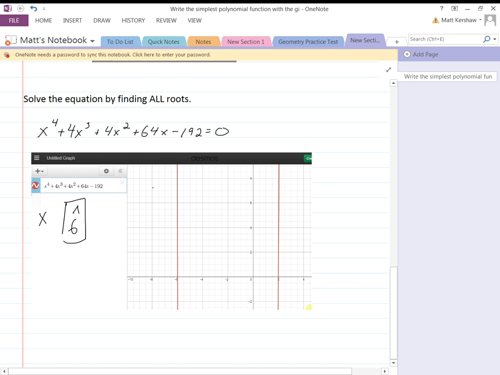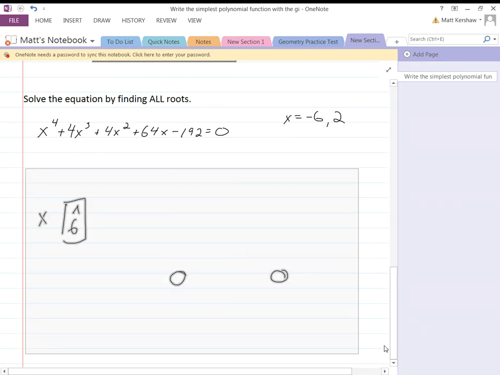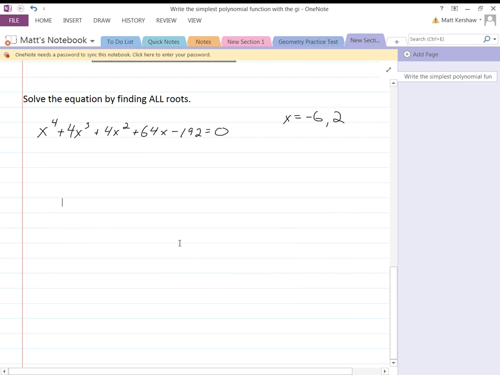So anyways, when you type this in, you get a graph, and you can see over here that it has the roots -6 and 2. So we think we have these two possible roots of x equals -6 and 2. So that's what we're going to try. So we'll set up our synthetic division. 1, 4, 4, 64, and -192. And I'm going to start with the small number, the 2.